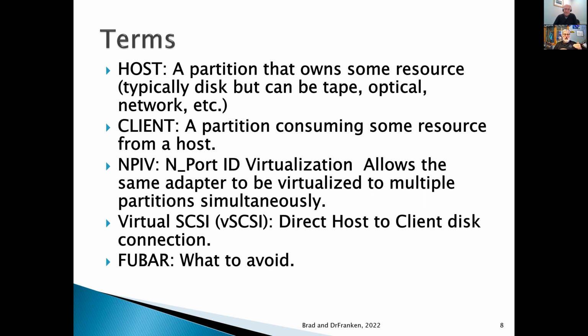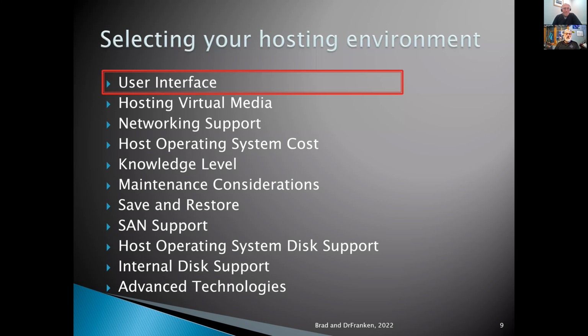I don't know if opposing is the right word, but alternate hosting is virtual SCSI. And that's where we have a direct host to client connection. So the host presents a resource, and then the client consumes that resource over virtual SCSI. So there's no cables involved, it's all virtual. And of course that last one, the FUBAR, we're hoping this will help you avoid the FUBAR because nobody wants that one. Absolutely not.